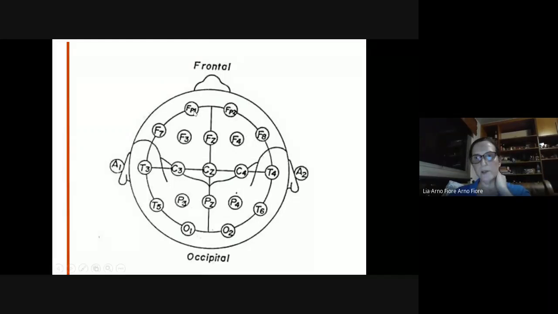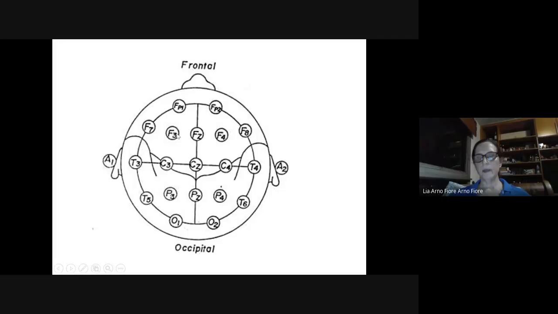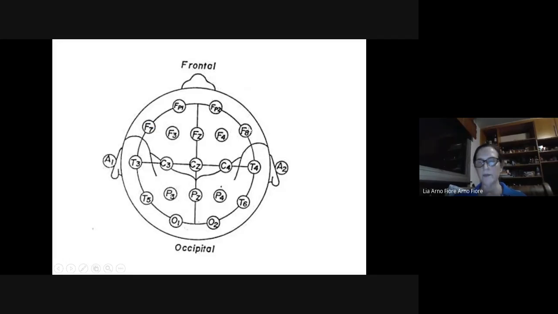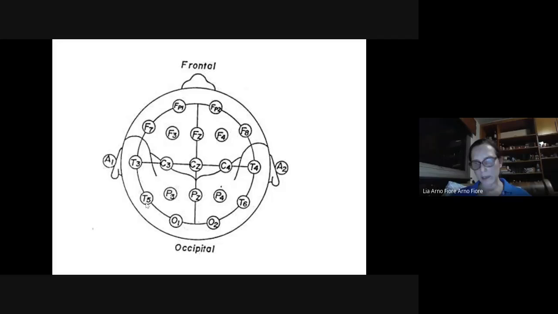So frontal polar, left and right, then the middle, Z for zero, frontal, central, right over the central sulcus, and parietal. Then you've got the frontals, left and right, central, left and right, parietal, left and right, and the occipital. And these over here on the side are the temporal electrodes. So it's anterior, mid-temporal, and posterior, okay? And there's a technique. This is the 10-20 system, which you will see soon how it's done.